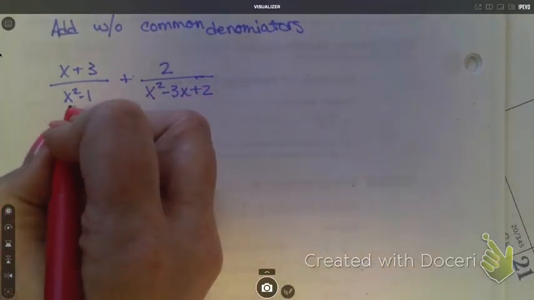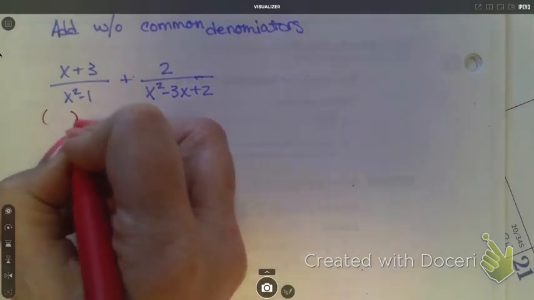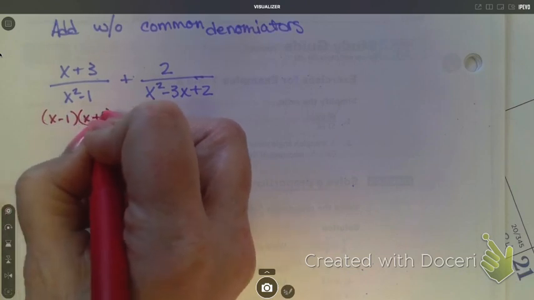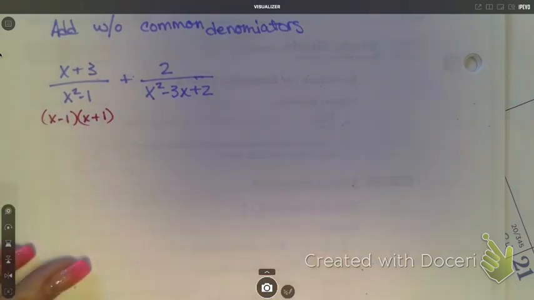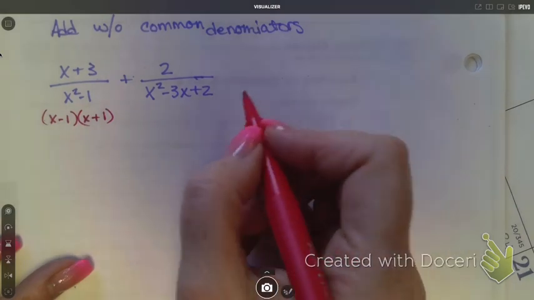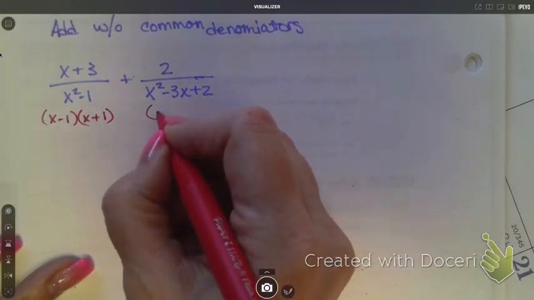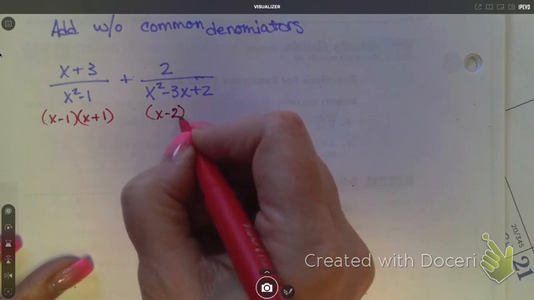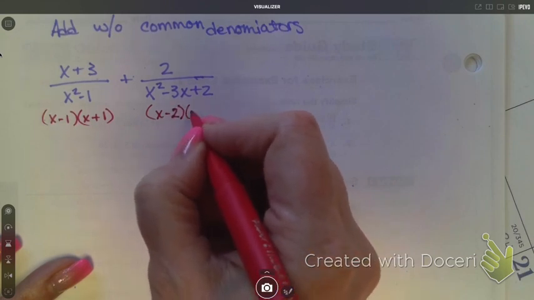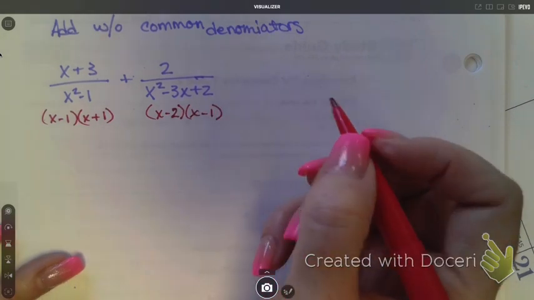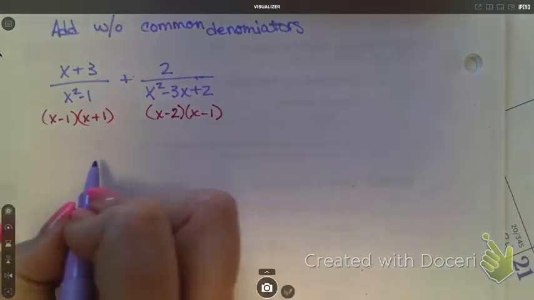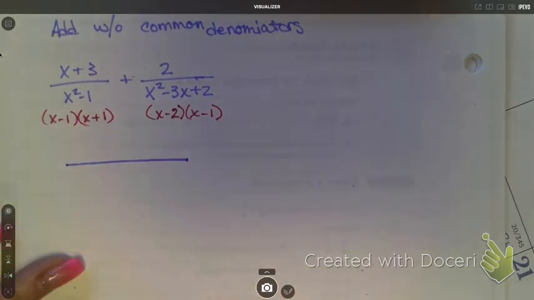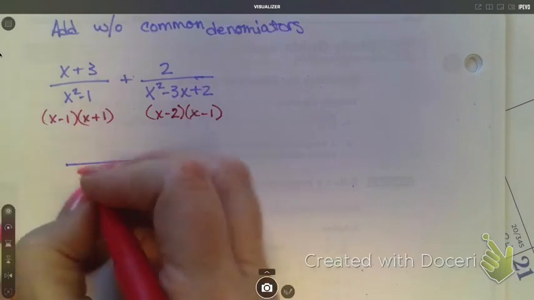So what's the left factor to? X minus 1, x plus 1. Difference of squares, right? What's the right factor to? X minus 2, x minus 1. Okay, so what do they have in common? X minus 1.